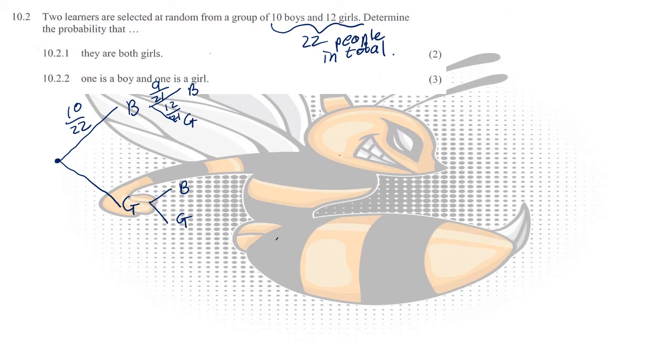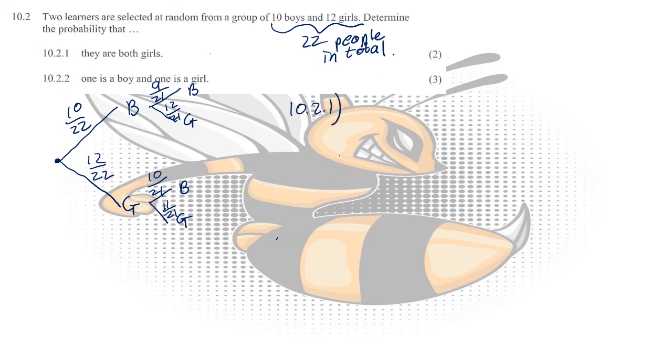Now, if we revert back and take a look at the probability of picking a girl first, that would be 12 out of 22. And if I then try to pick a boy after I picked a girl first, I would have a 10 out of 21 chance. If I were to try to pick a girl after I already picked a girl, I would have an 11 out of 21 chance.